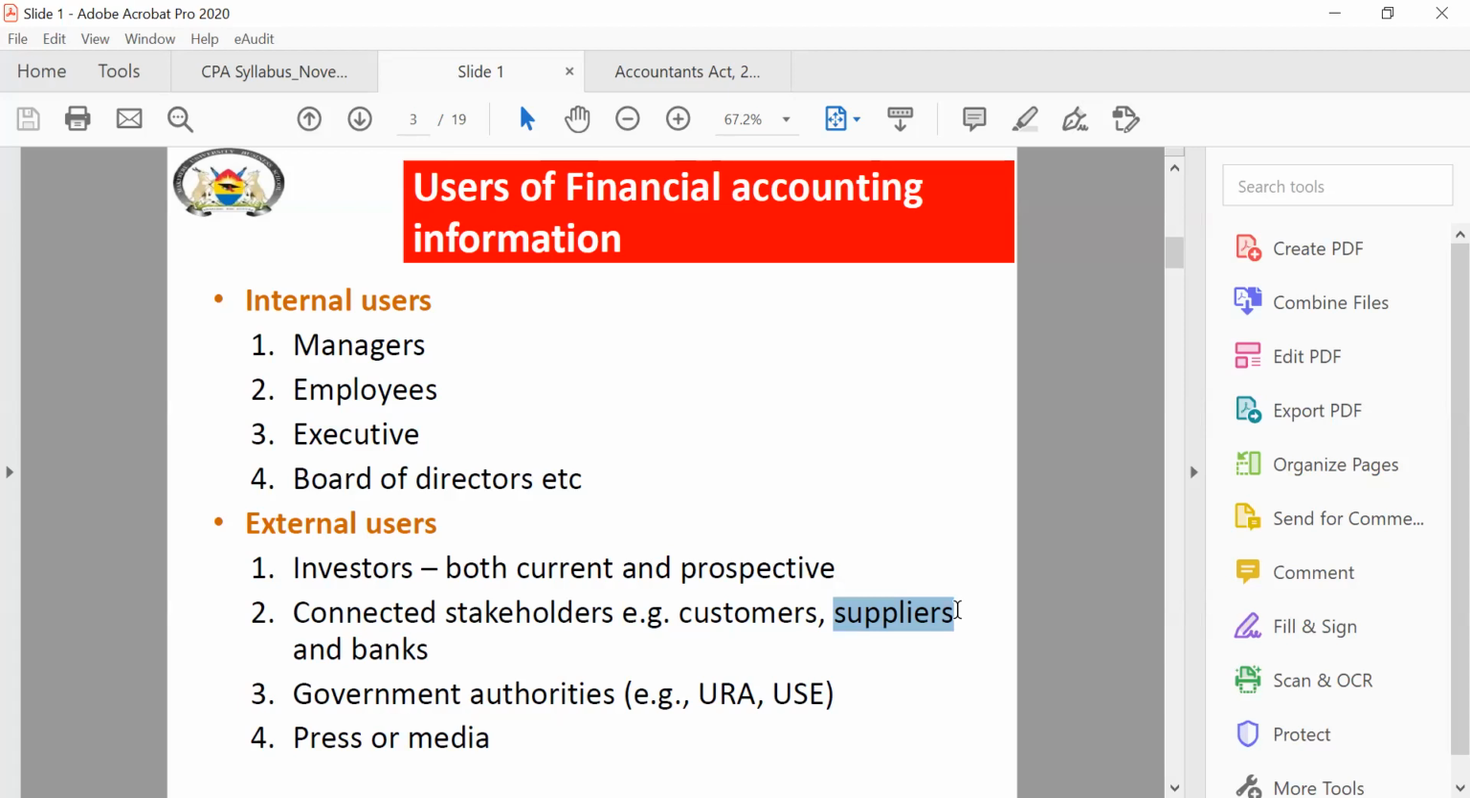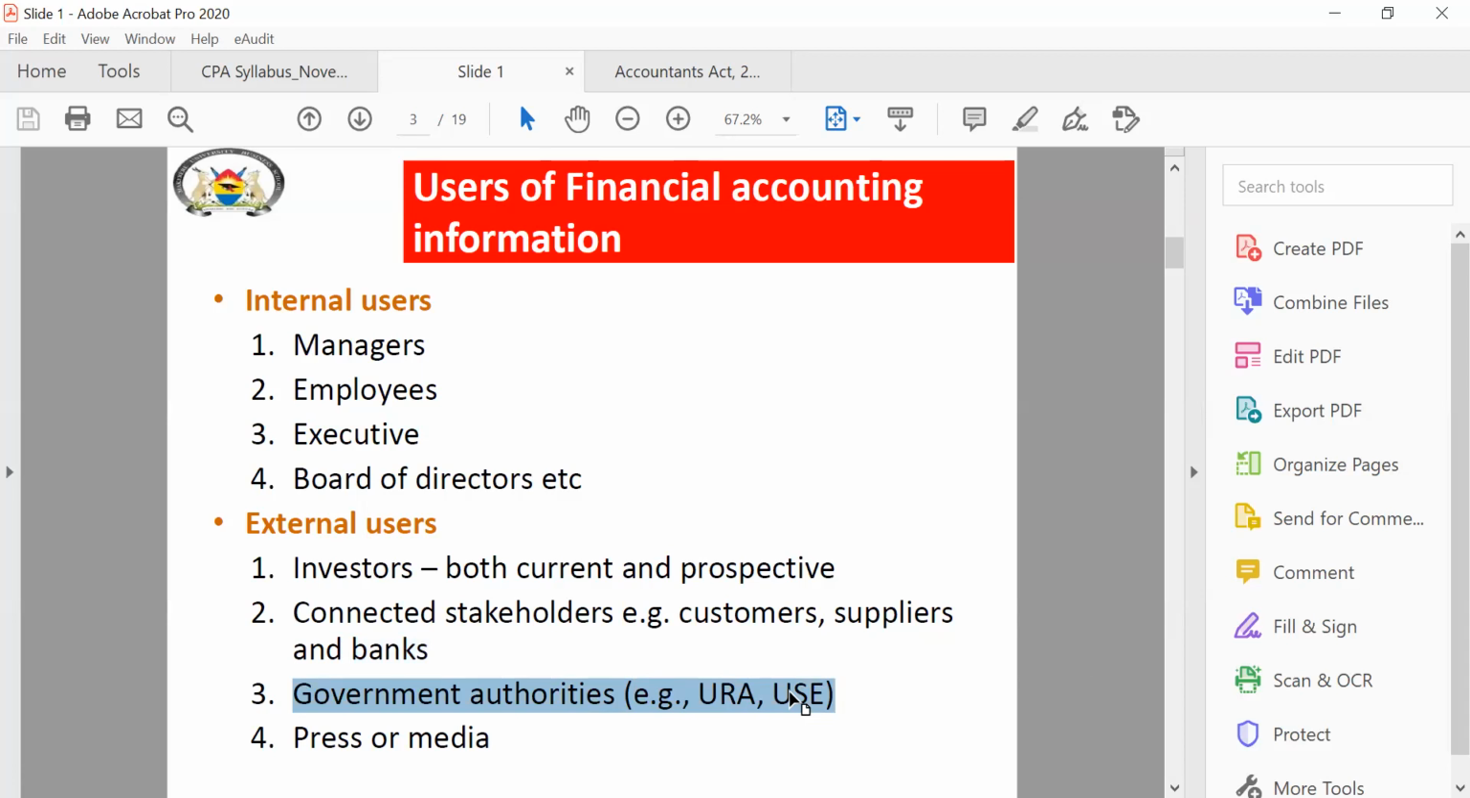Banks are, of course, your lenders. They want to know how you're performing as a business and if you have the capability to pay back interest for the loans, but also they want to understand, do you have any other loans that you have taken that could impede you from being able to meet your obligations? Then we have government authorities, URA, Uganda Securities Exchange, NEMA, and so on.